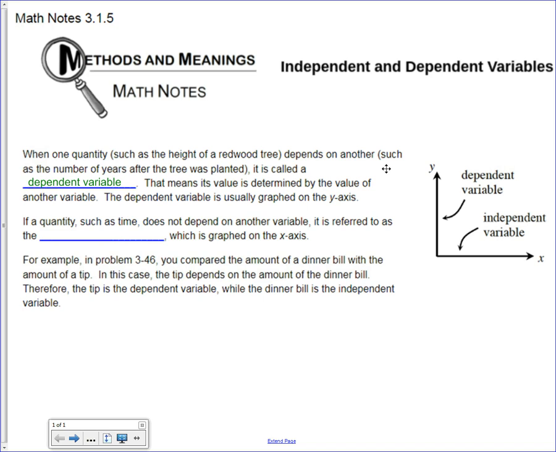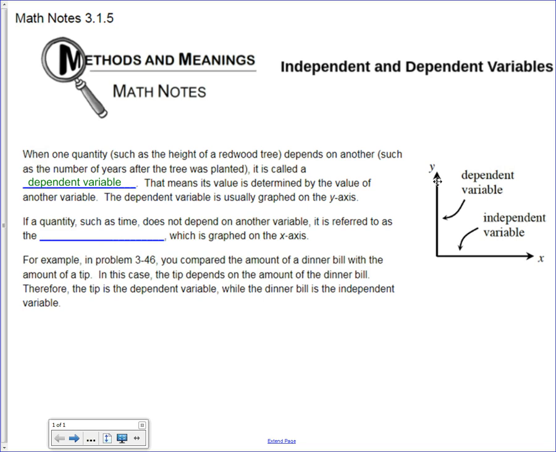The dependent variable is usually graphed on the y-axis. So usually the dependent variable is going to go up here. Another example would be the number of hours you work: the amount of money you make would be dependent upon how many hours you work. So the amount of money you make is the dependent variable.